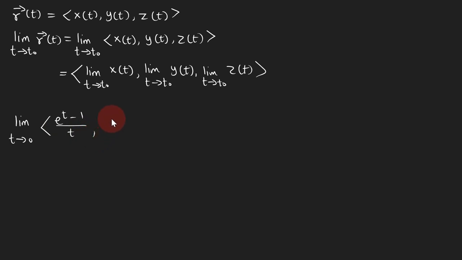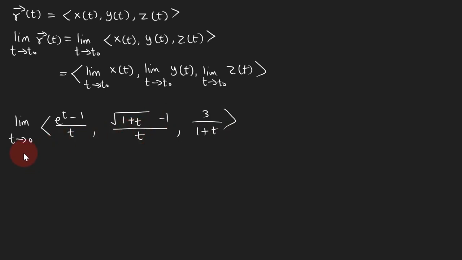Then the second component function is the square root of 1 plus t minus 1 divided by t. Then we also have 3 divided by 1 plus t. Okay, so we have this vector function. So you have to find the limit of this vector function.